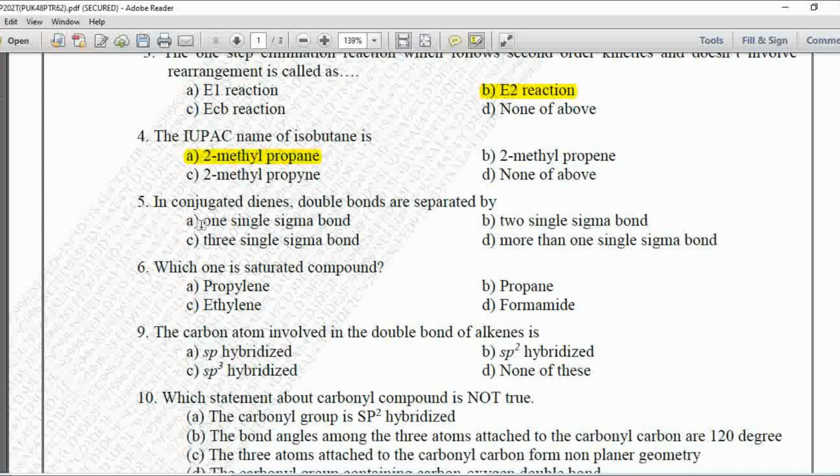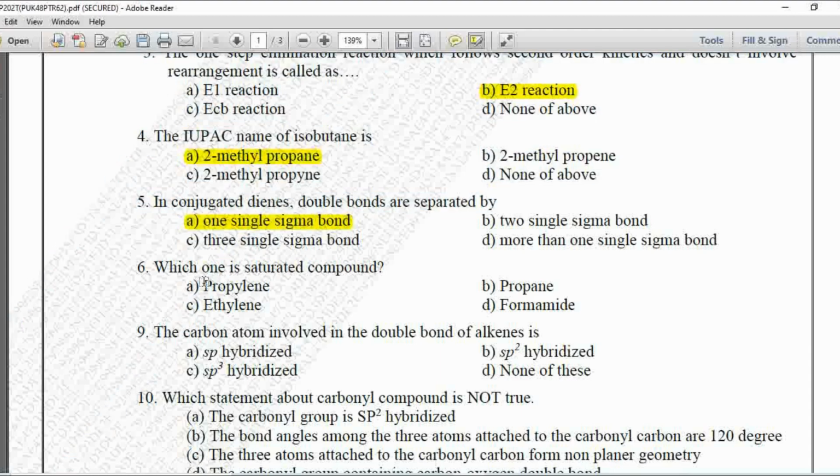Next MCQ: in conjugated dienes, double bonds are separated by, option A is 1 single sigma bond, option B is 2 single sigma bonds, option C is 3 single sigma bonds, D is more than 1 single sigma bond. So the conjugated diene double bonds are separated by 1 single sigma bond. That's why the correct option is A.